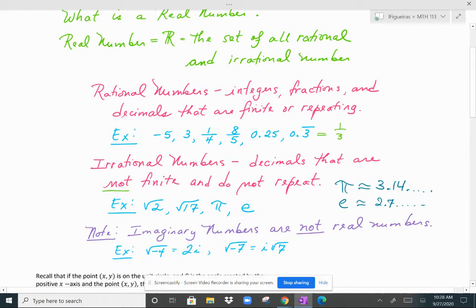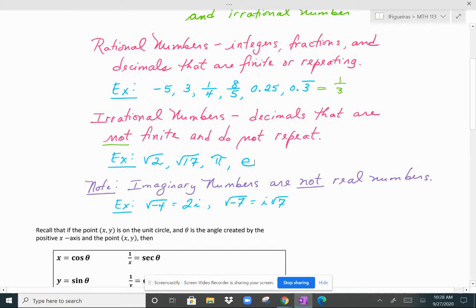So what's a number that's not real? Those would be what we call imaginary numbers. And imaginary doesn't mean it's in your imagination. It's just part of a different number system. So for example, square root of -4 is equal to 2i, i representing the imaginary number. It's not a variable. And square root of -7, that's just i root 7. It's still an imaginary number, so not part of the real number system.